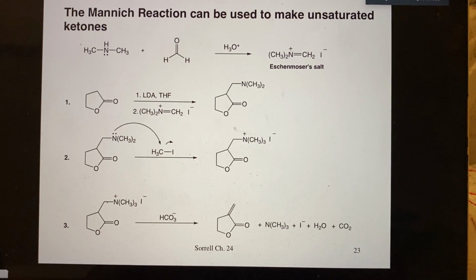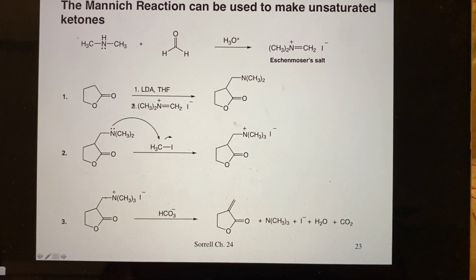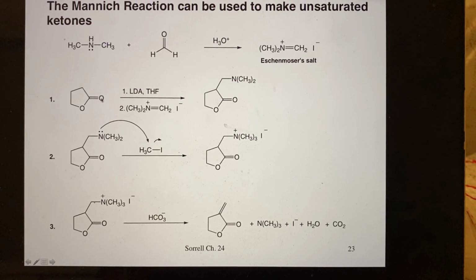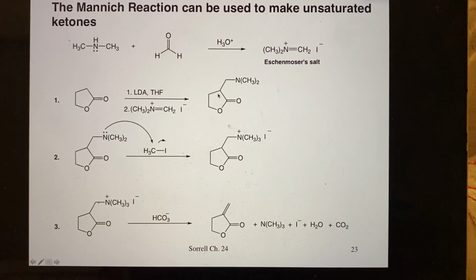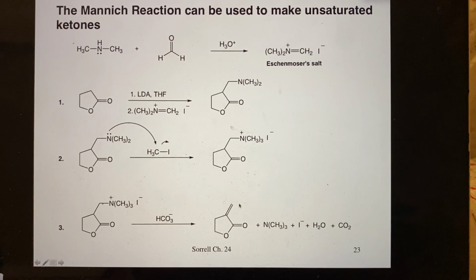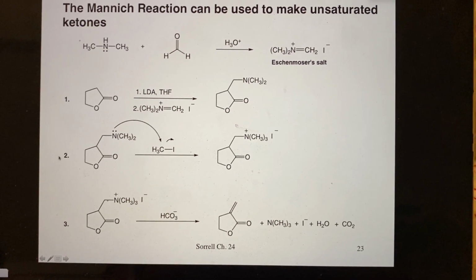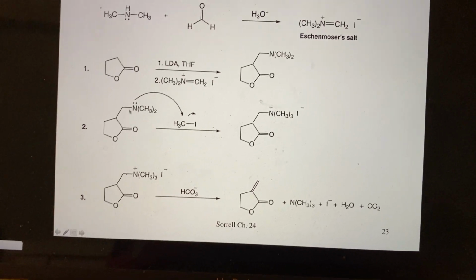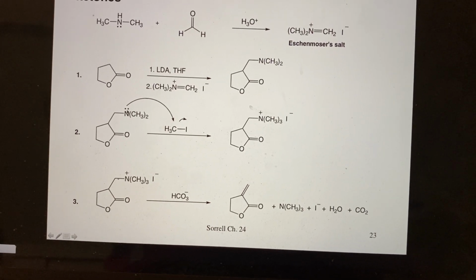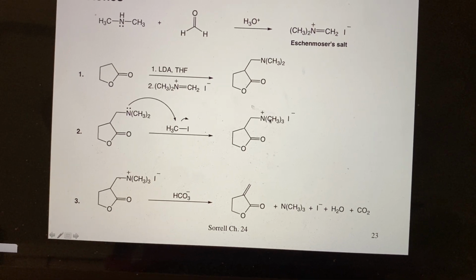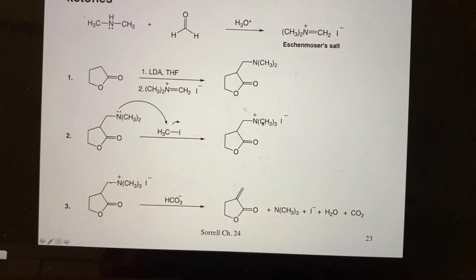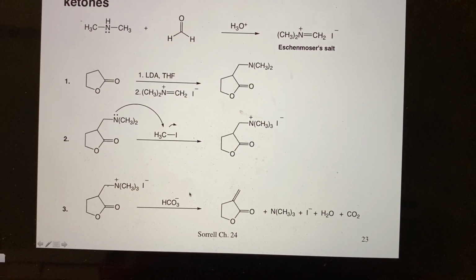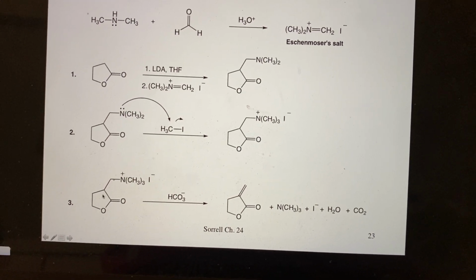So the first step is the Mannich reaction. The new part here is, now that we know how to make the Mannich reaction, how can I use it to convert it into an alpha beta unsaturated system? Well, there are two steps to it. The first step is to methylate that nitrogen to make it into a good leaving group as a quaternary salt. The second step is to add base to perform an E2 elimination.